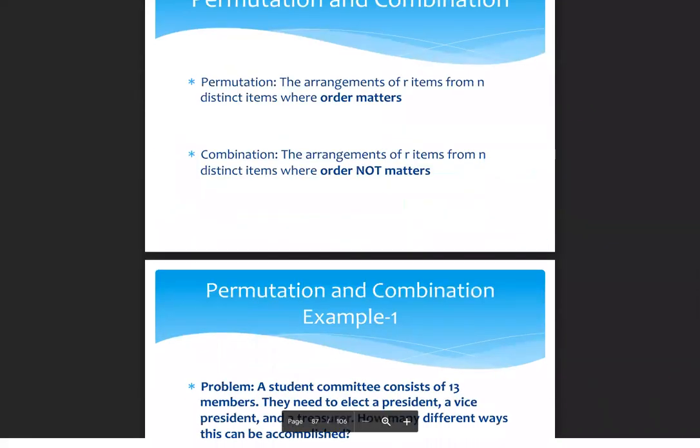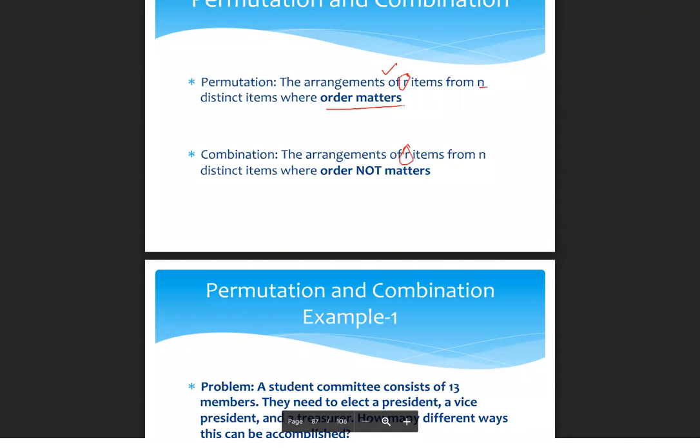Here, permutation: the arrangements of R items from N distinct items where order matters. That's the permutation. And the arrangements of R items, okay?